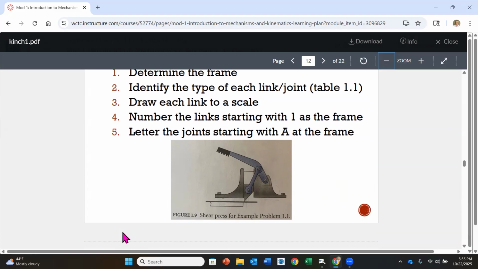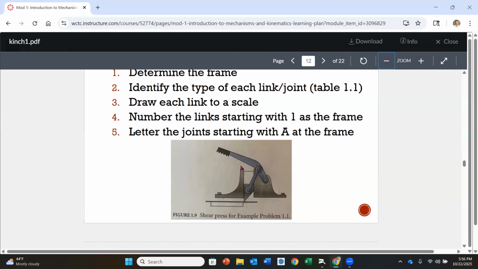There will be, as we go along, in this particular module, module 1, we're just learning how to make the drawings. We're not going to worry so much about the dimensions at this point. But as we move into finding displacements and rotations and all that kind of stuff, then we are going to have dimensions. But for right now, we're just going to practice making the diagrams and learning the terminology and the symbology. Then number 4, it says you're going to number the links starting with number 1 as the frame. And then we're going to letter the joints starting with A as the frame as well.